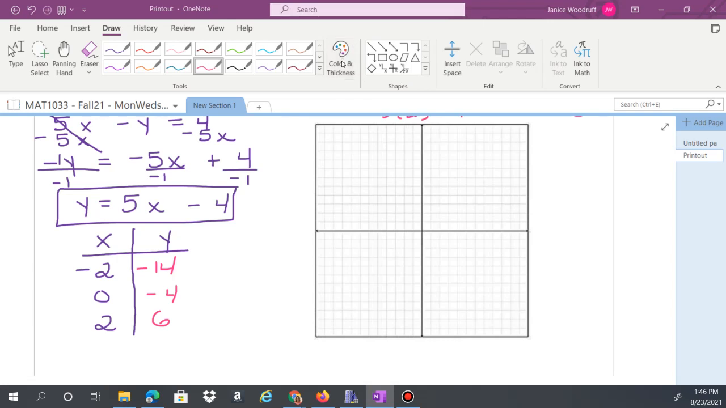We want to go ahead and plot these points. I have the point negative 2, negative 14, and I don't think this goes down to negative 14. No. Okay, so we're going to skip that. We're going to go 0, negative 4. So 0 on the x means I don't actually go anywhere. I just go down 1, 2, 3, 4, and I make my point. And then 2, 6. So positive 2, I go to the right 2, and then up 1, 2, 3, 4, 5, 6. Once you have 2 points in MyLab Math, it will snap to a line for you.